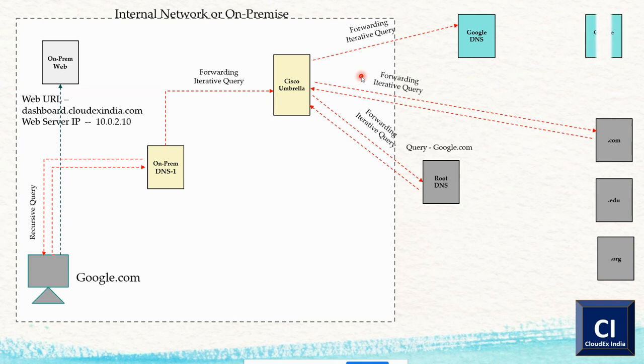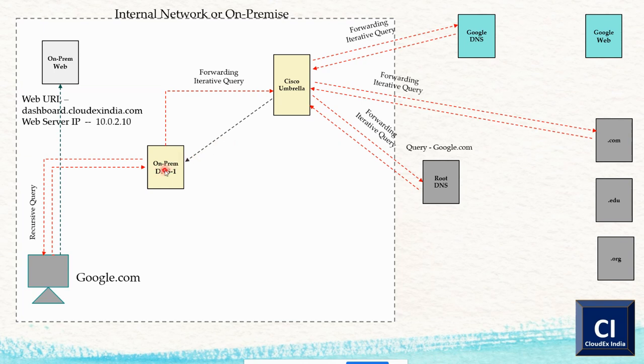The Google DNS server says, yes, I know the server where this website is hosted, and it gives the response to the Cisco Umbrella with the IP address of google.com. And then what Cisco Umbrella does is give this response or reference, the IP of google.com, whatever it is, to your on-premises DNS server.